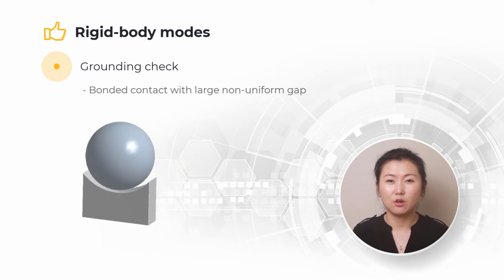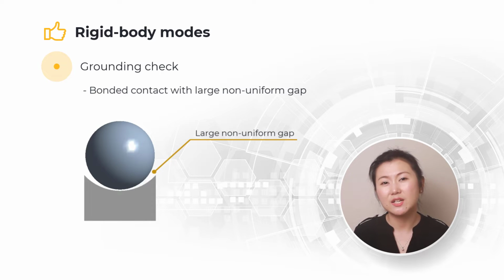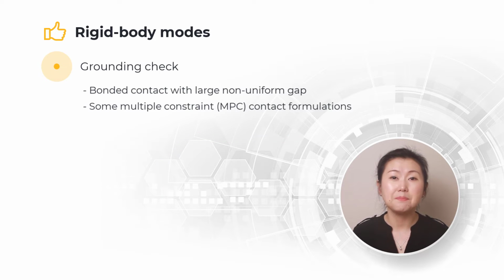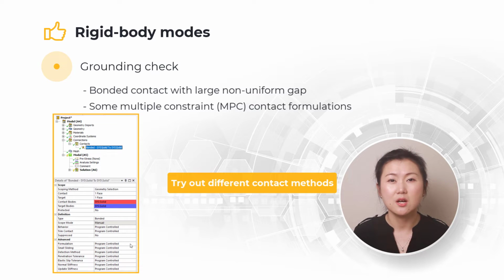In Ansys Mechanical, one common source of grounding is bonded contact with relatively large non-uniform gaps. Also, some MPC formulation options for bonded contact can lead to grounding too. The solution to eliminate grounding is to switch between different contact formulations provided in Ansys Mechanical to make sure we have zero frequency values for rigid body modes.